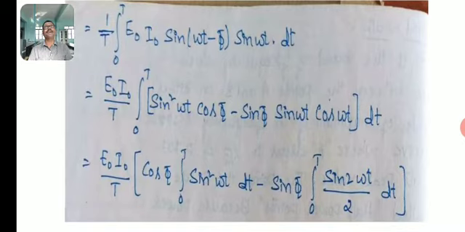which is equal to E naught I naught by T integration of sin square omega t cos phi minus sin phi sin omega t cos omega t into dt. Then it is equal to E naught I naught by T into cos phi, then integration of sin square omega t dt with the limit 0 to T, minus sin phi, integration of sin 2 omega t by 2 with the dt with the limit 0 to T.